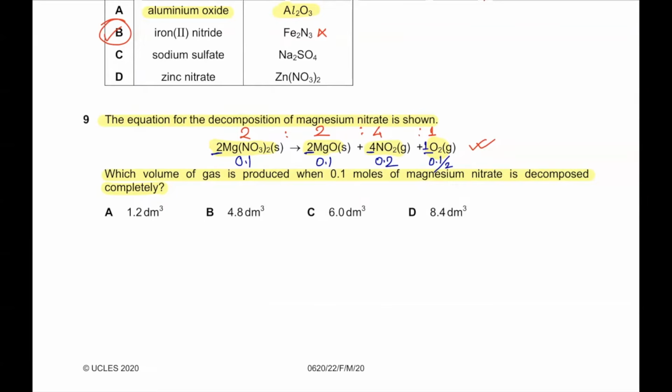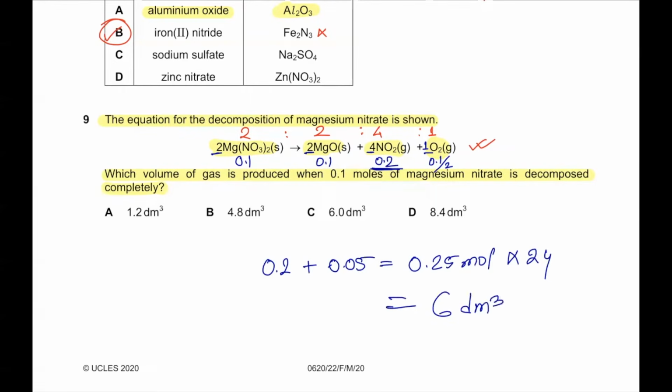Now the question says, which volume of gas is produced when 0.1 mole of magnesium nitrate is decomposed completely? We can definitely say we get 0.2 moles from here. So let's add up 0.2 and 0.1 divided by 2, which is 0.05. So we get 0.25 moles. Now, we simply multiply it by 24 to find the volume. 0.25 multiplied by 24 is going to be 6 dm3. So for question number 9, C is the correct answer.